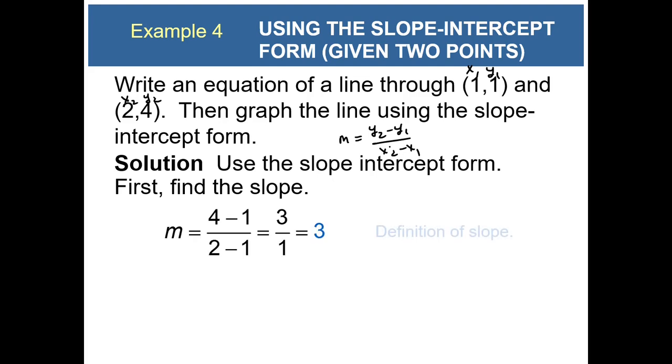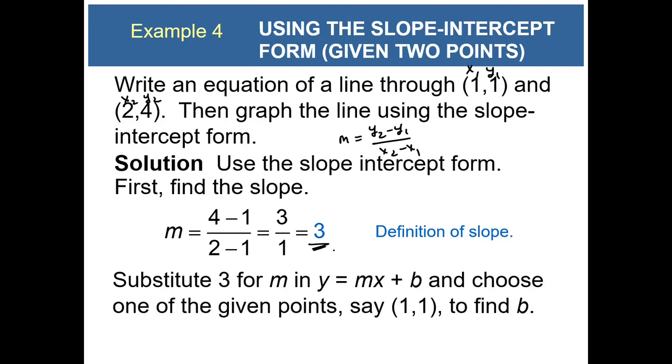Using this formula, we have the slope m is equal to 4 minus 1 divided by 2 minus 1, which equals 3 over 1, or simply the slope is 3. We can now substitute this slope for the equation y equals mx plus b and choose one of the given points. I'll choose 1, 1 because that's the easiest point to select.